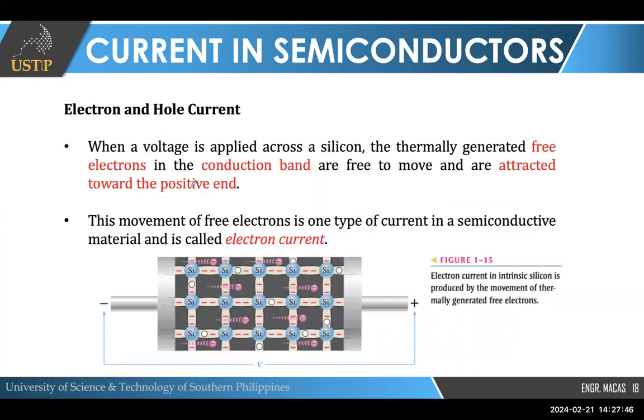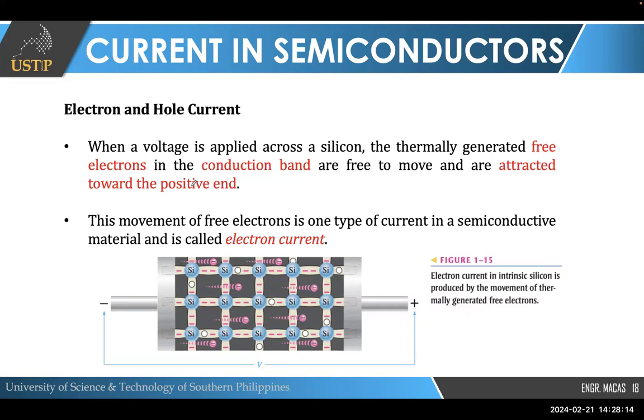Okay, next. Let's go to the electron and hole current. When a voltage is applied across a silicon, the thermally generated free electrons in the conduction band are free to move and are attracted toward the positive end. Now, think of it as without any random heat energy, but in an actual setup, we're creating a closed circuit.